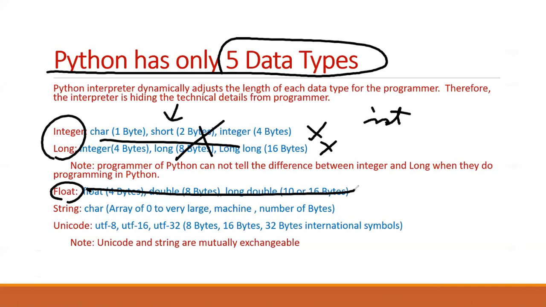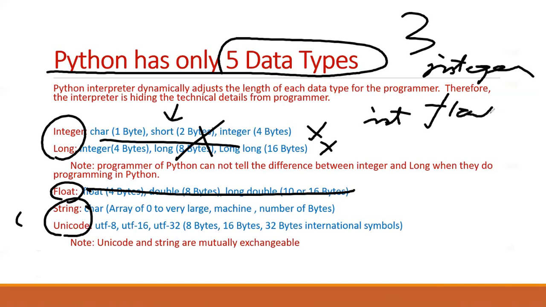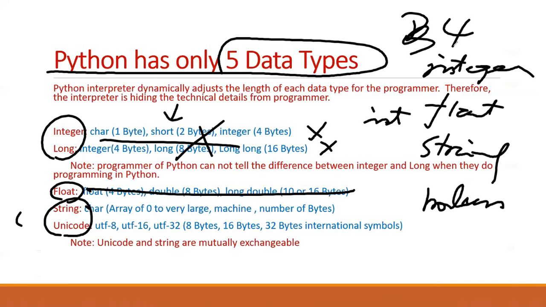There's nothing like this. And then string or Unicode, this is actually only string. So Python actually only has 4 primitive data types: integer, float, string, and the fourth one is Boolean value, true or false. Only 4 different data types. Is that okay? It's not 5. It doesn't care how many bytes.